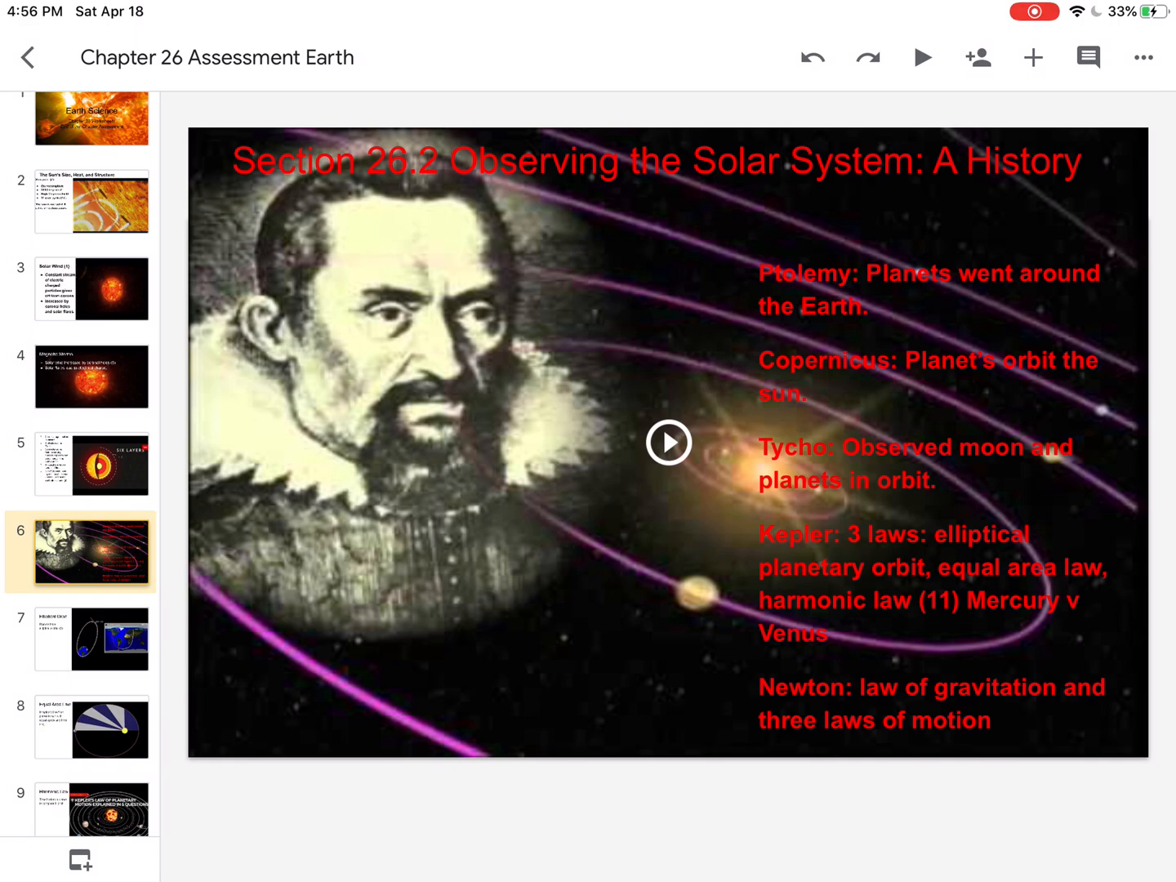See where it says harmonic law, then it has parentheses 11? That's just reminding me and you that that's going to refer to the end of the chapter assessment. So when you see those numbers throughout the slides, you know that it's a reference to the end of the chapter. Okay, Newton came up with the law of gravitation and 3 laws of motion.